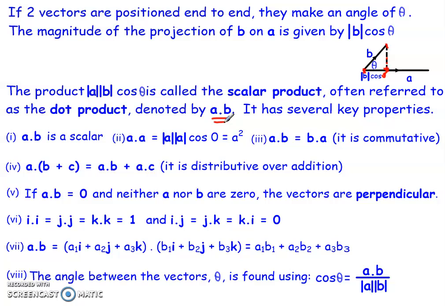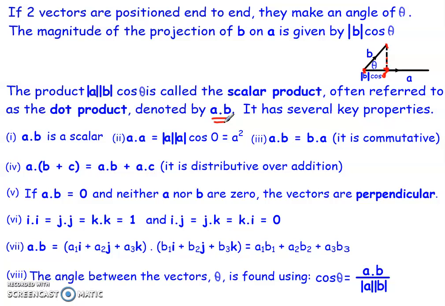I also need to remember it's commutative, so A dot B is the equivalent of B dot A, and it's also distributive over addition. So if I've got A dot bracket B plus C, so vector B plus C, that's the equivalent of doing A dot B plus A dot C. So I can add those two vectors and then take the dot product, or I can do my two dot products and then add the solutions together. Now this comes in handy when we're looking at finding angles between set vectors using some of the other properties. You'll see examples of that in the exercise video.